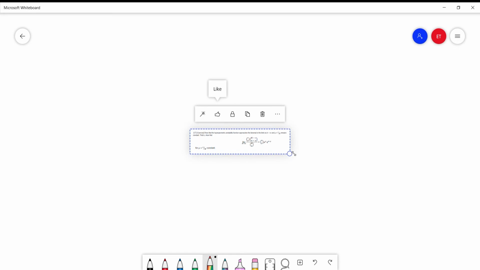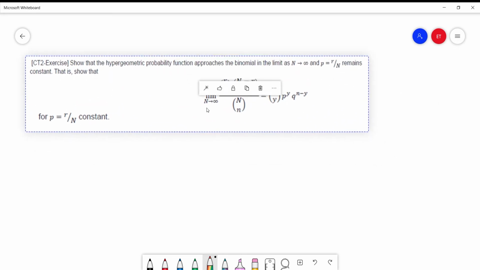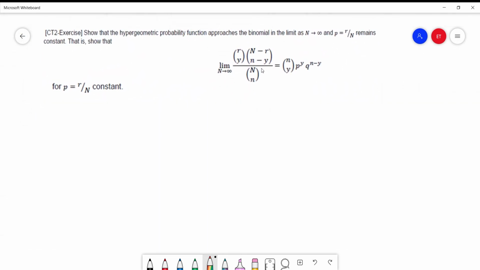In this video, we are going to show that the hypergeometric probability function approaches the binomial in the limit as big N approaches infinity and p equals r over big N remains constant.